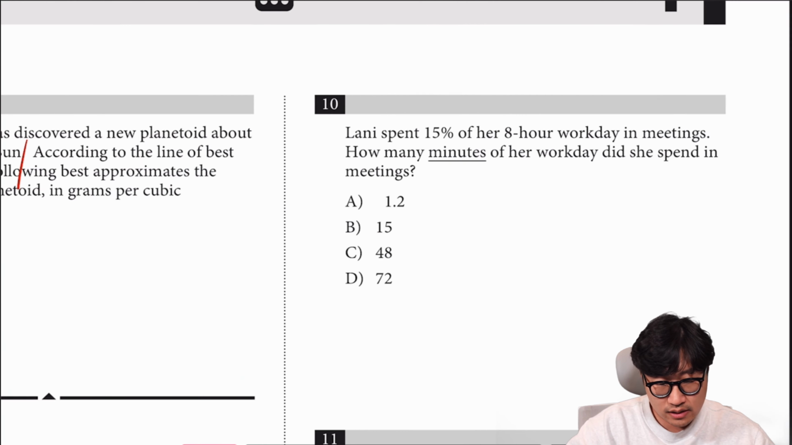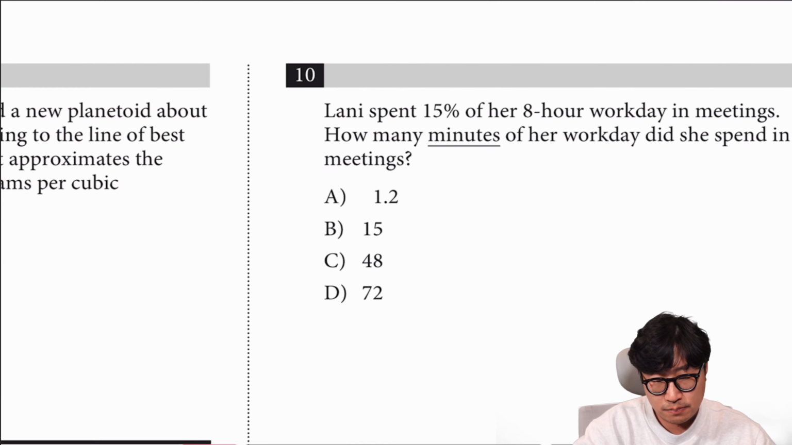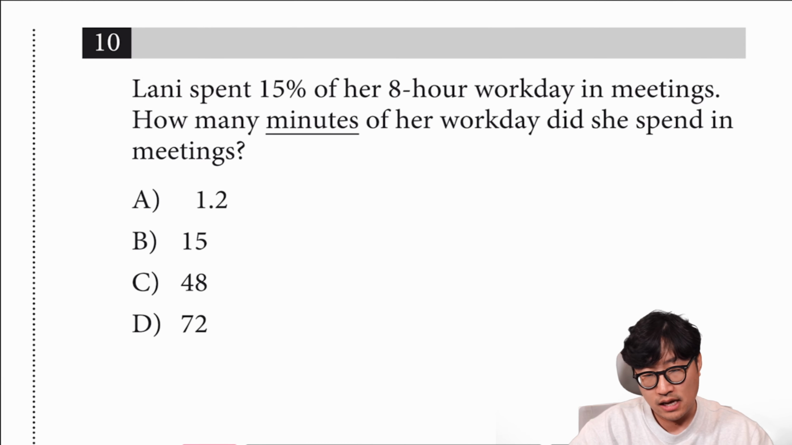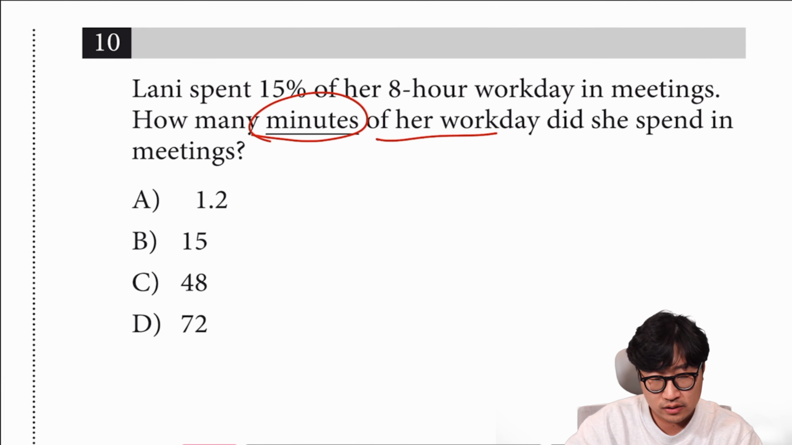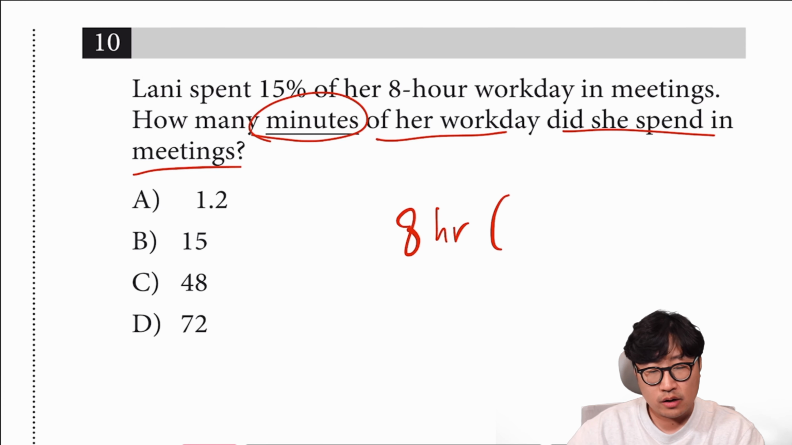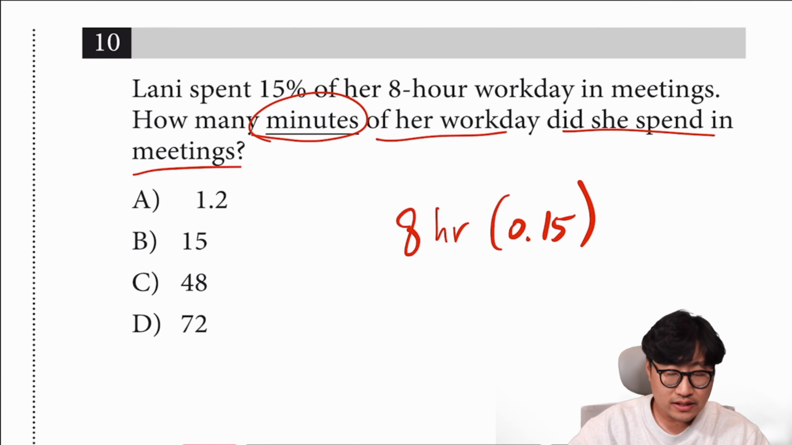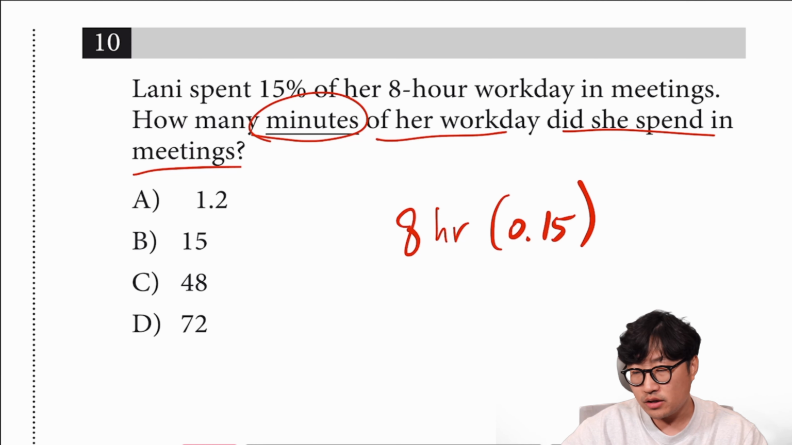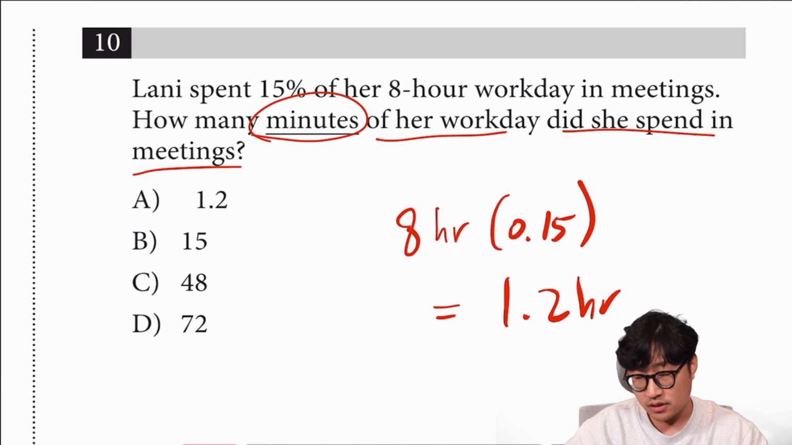Next, number 10. Lonnie spent 15% of her 8-hour workday in meetings. How many minutes of her workday did she spend on meetings? Okay, so 8 hours, and we're going to go ahead and take 0.15 of it. And you can go ahead and use your calculator if you would like. So, that will give you 1.2 hours when you punch it into your calculator.